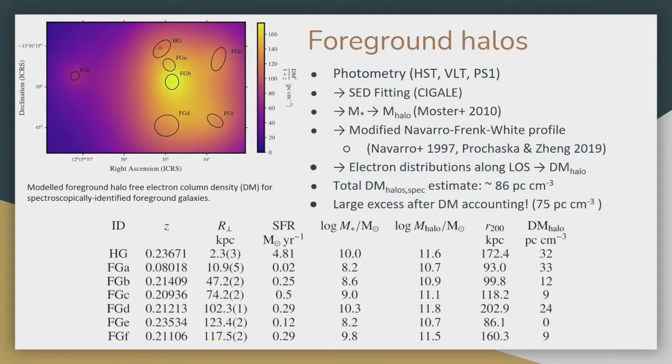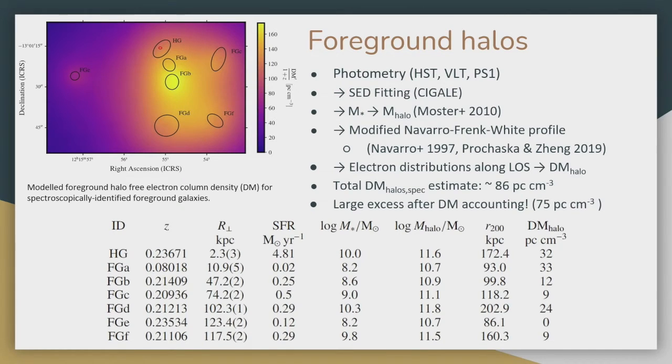So, we want, of course, to understand how our foreground halos contribute to the FRB dispersion measure, which means modeling them somehow. And Sunil has already spoken on very similar methods, so I won't go over them again. But suffice to say that using a modified Navarro-Frenk-White profile, we estimate the dispersion measure from each individual halo. And from these MUSE galaxies, that sums to about 86 parsecs per cubic centimeter.